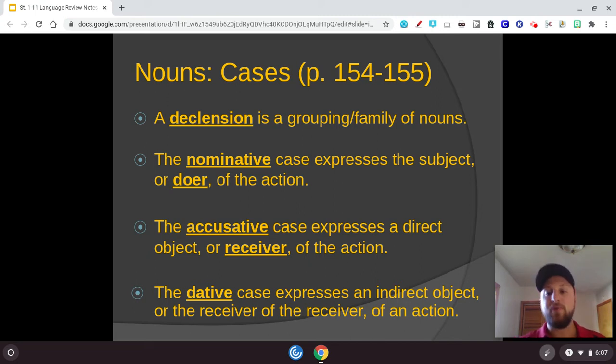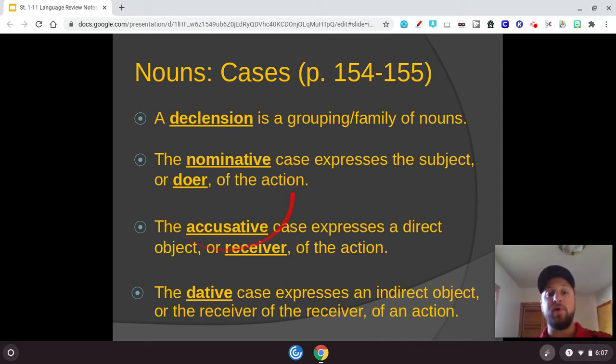Now, we're going to talk about three different cases, and a case in grammar essentially means how does the noun function? What does it do in the particular sentence? The three cases that we studied last year are nominative, accusative, and dative. The nominative case expresses the subject or the doer of an action. It could be the topic of the sentence or just the person or thing who's doing the particular action. On the other end, the accusative case expresses a direct object or the receiver of an action. That is, the person to whom the action is being done in the particular sentence.